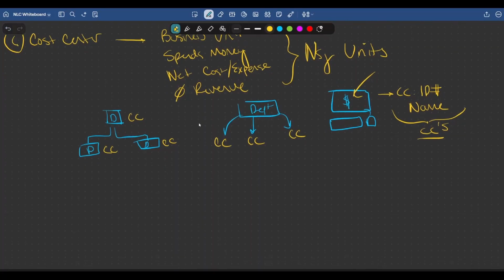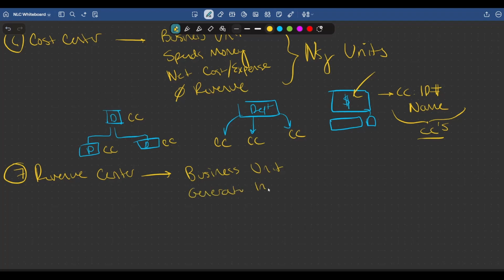And it's very related and very similar to the next term, which is revenue center. It's basically the same idea, except in this case, it's a business unit that generates income or revenue. Earth-shattering, I know. But in healthcare, this typically is aligned with professional services that bill patients or their insurance companies. And that is how they generate revenue, right?